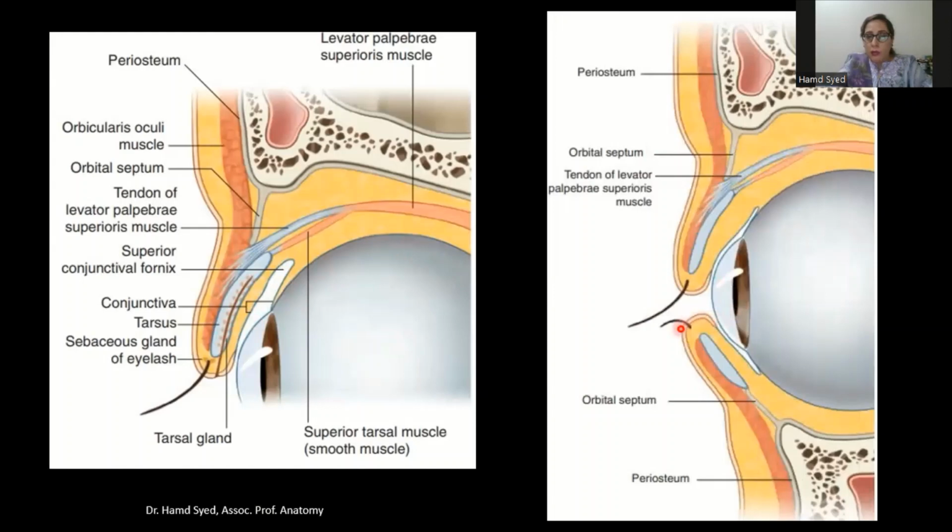In this diagram, the lower eyelid has also been included. And so you can see this is the lower tarsus. And here is the orbital septum, which I already told you is the fibrous framework of the eyelids. And you can see that this orbital septum, which is providing support to the eye, is in continuity with the periosteum of the bony orbit.